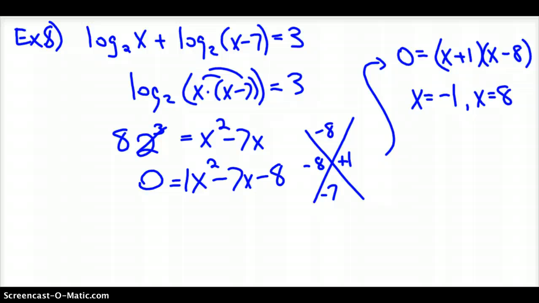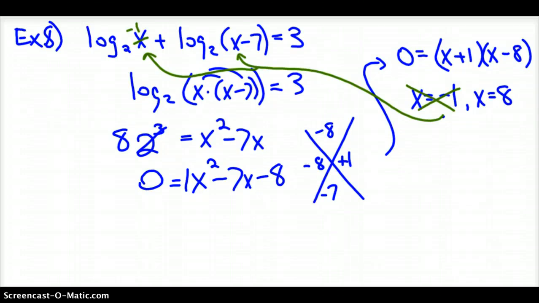Now when I plug in negative 1 back into my original, I'm going to plug it in here and plug it in here. I get negative 1, which I see right now is a problem because I cannot get an answer when I take log base 2 of negative 1. So this does not work because it violates one of our original rules with logs.